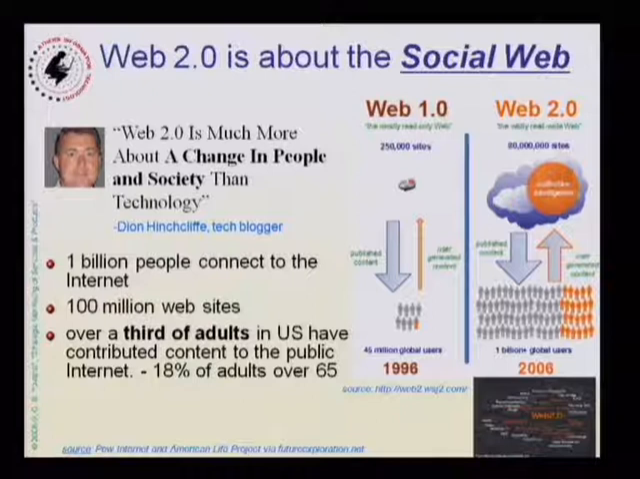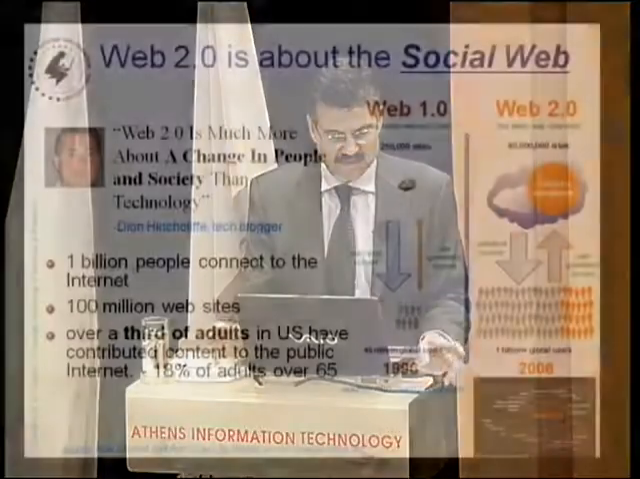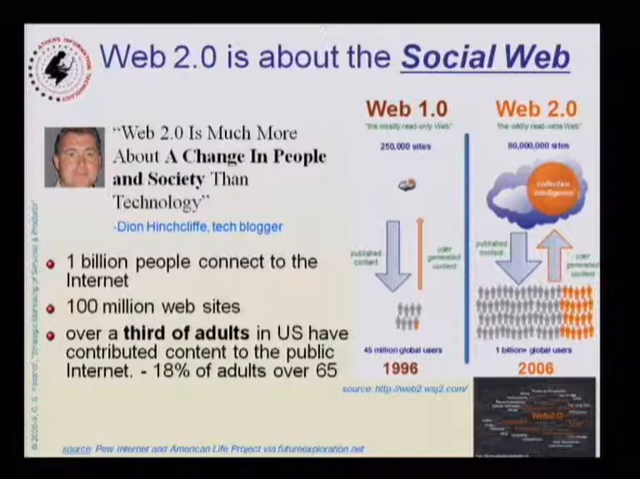But nowadays, people use the web not only to exchange files or communicate with each other via voice, but in many other ways. That whole trend of different usage of the web by people is called the social web, Web 2.0, which is much more about the change in the way people and society use the web than about the underlying technology.